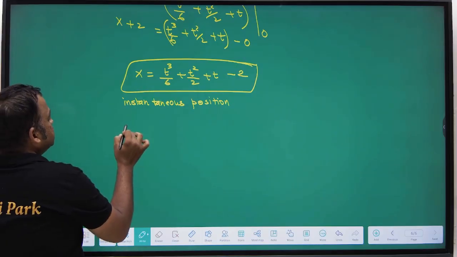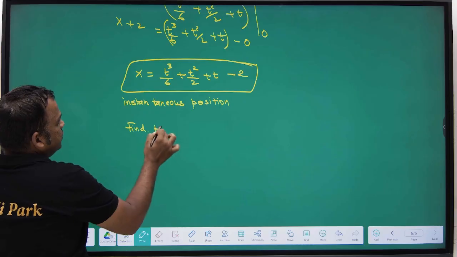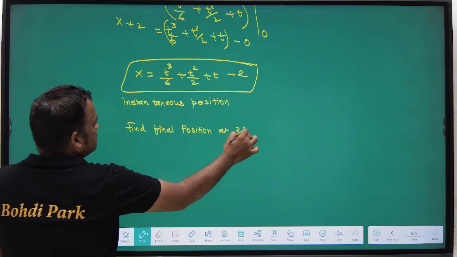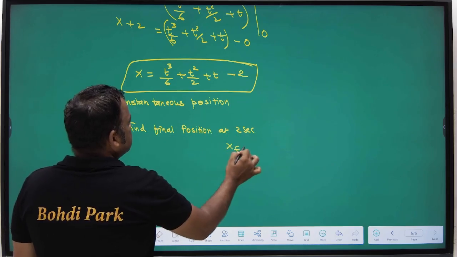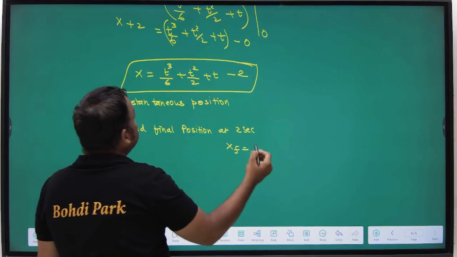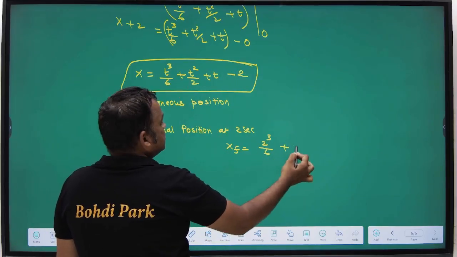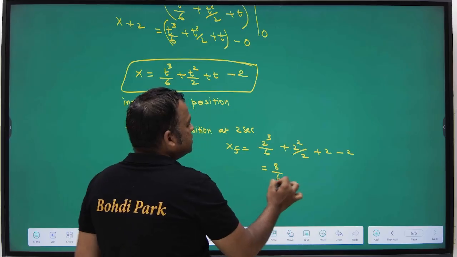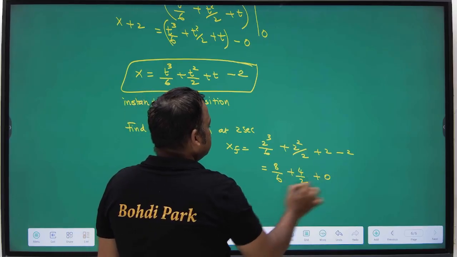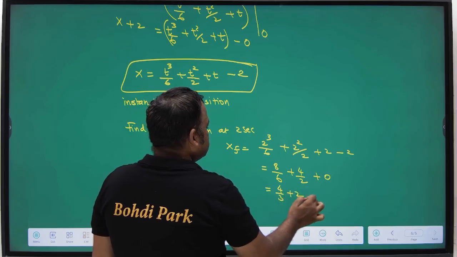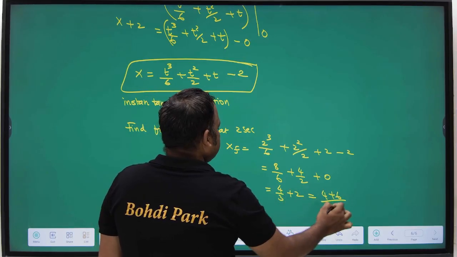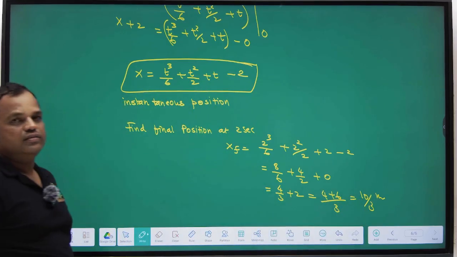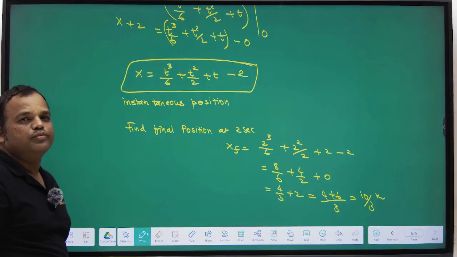So in the question they are asking, find final position at 2 seconds. So just substitute here. So for final position, put t is equal to 2 here. So 2 cube by 6 plus 2 square by 2 plus 2 minus 2. So that is 8 by 6 plus 4 by 2 plus 0. So that is 4 by 3 plus 2. So that is 4 plus 6 by 3, 10 by 3 meter. This is the final position.